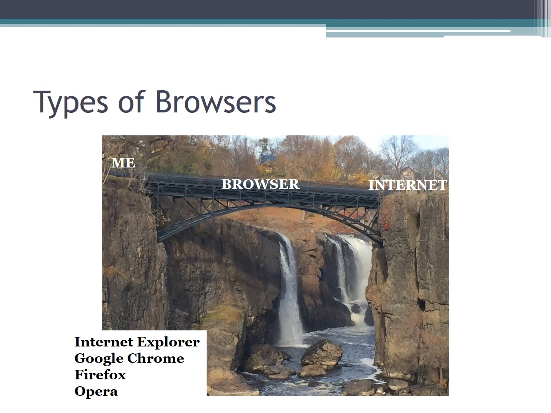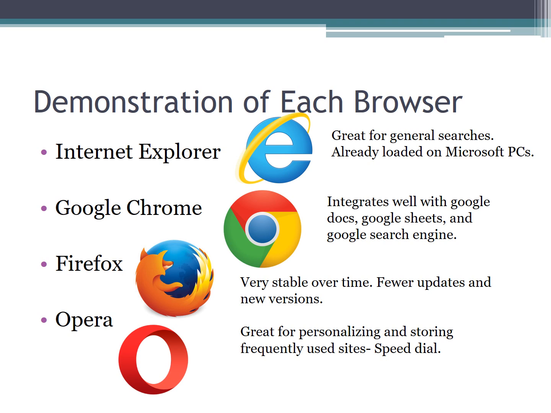There are different types of browsers. Internet Explorer, Google Chrome, Firefox, and Opera are the four main ones, but there are many others. And remember, a browser is a type of bridge that gets you to the internet. We're going to talk about each browser in terms of general functionality and how you might use it for genealogy.